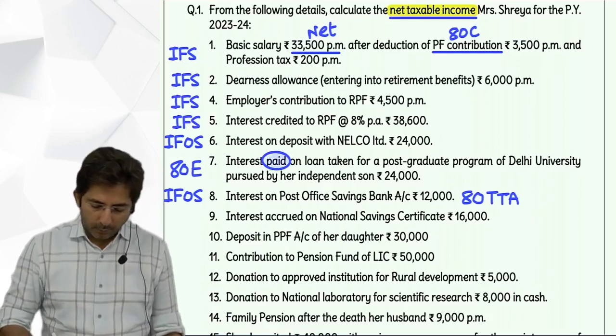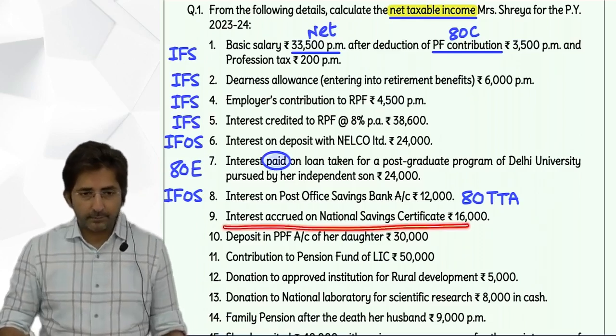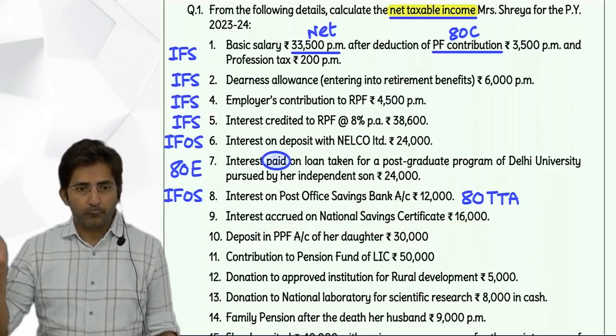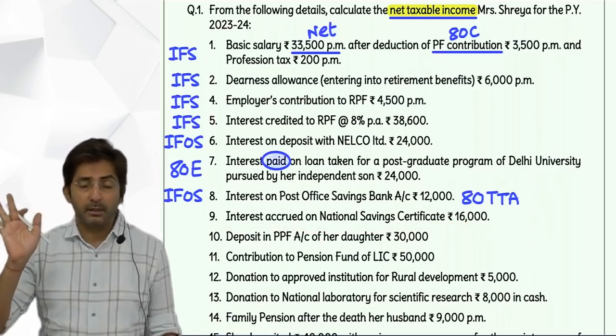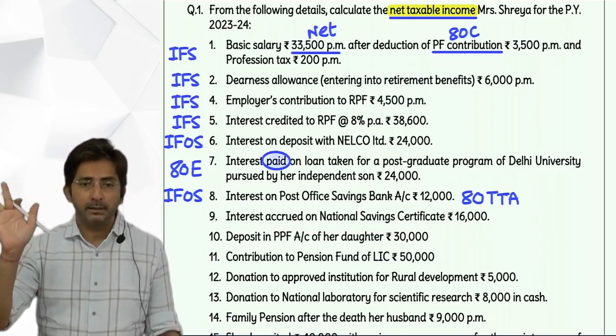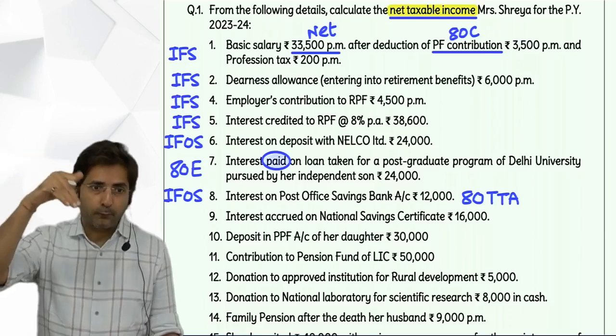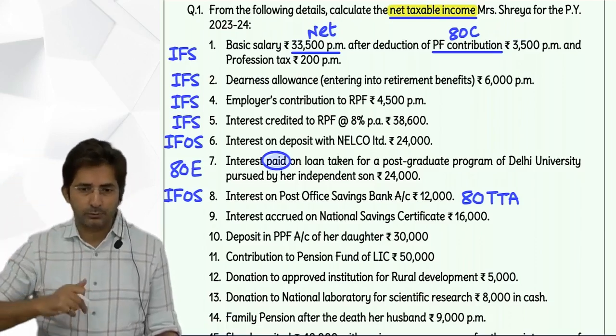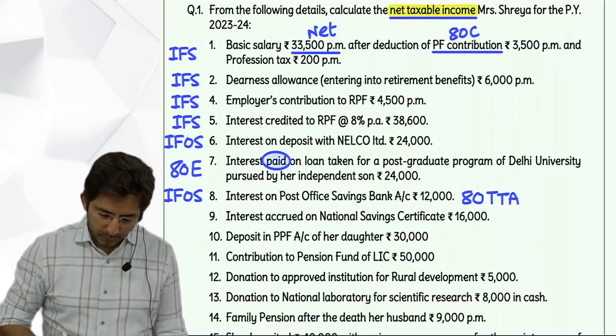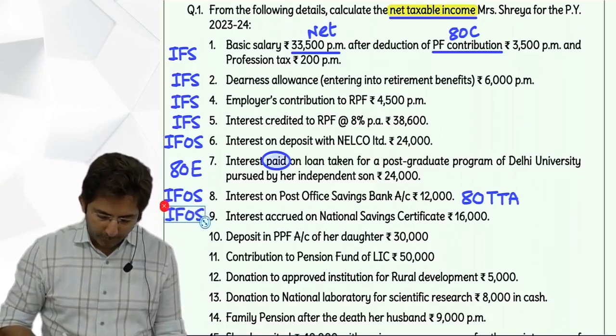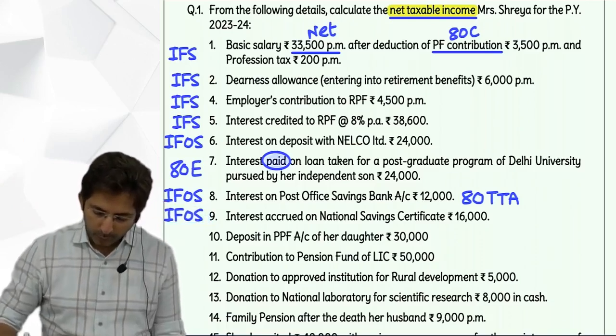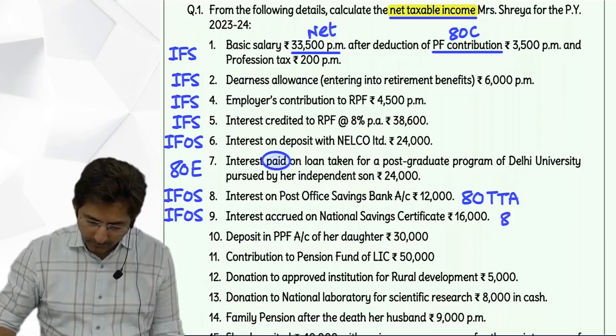So tell me, what about interest accrued on NSE? This will go to income from other sources and is fully taxable because it is not there in GPS. But after including it in income from other sources, you will take it in ATC also. Okay. So write two effects. First you write IFOS here and then you can also write ATC on the right hand side.